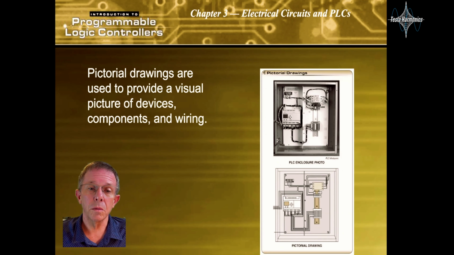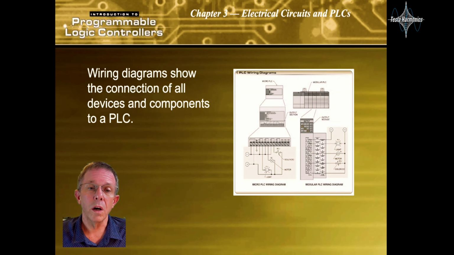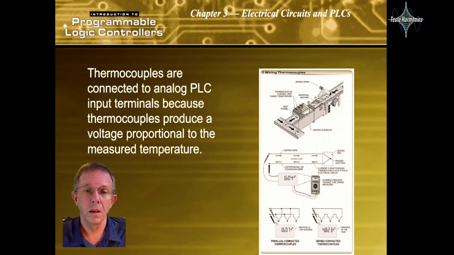Pictorial drawings are used to provide a visual picture of devices, components, and wiring. Wiring diagrams show the connection of all devices and components to a PLC. Thermocouples are connected to analog PLC input terminals because thermocouples produce a voltage proportional to the measured temperature.